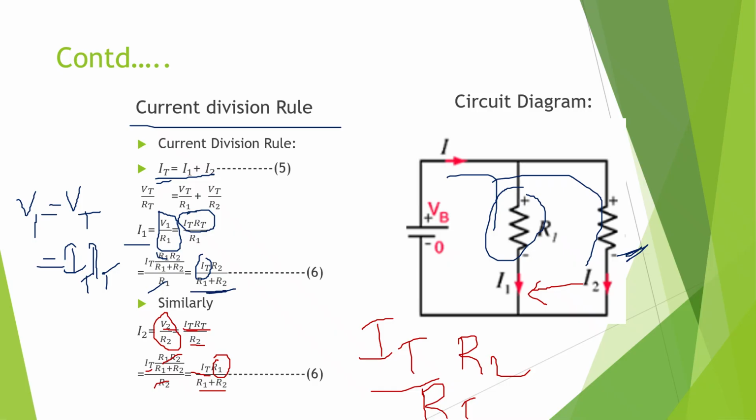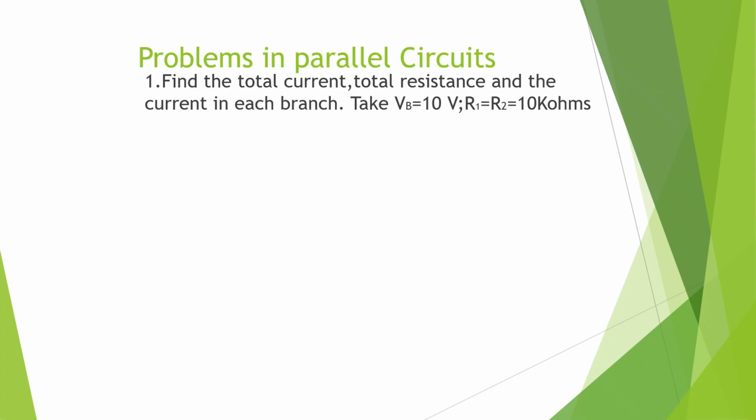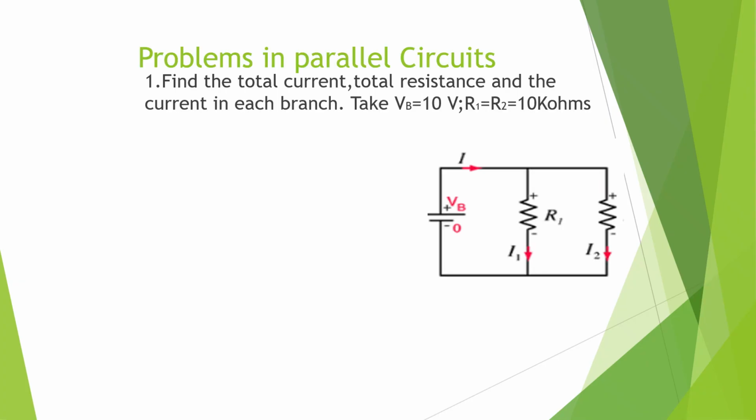We will see a problem related to the parallel circuit. So what is a parallel circuit? The voltage here is 10, and the resistors are 10 kilo ohms. The resistors are connected in a parallel fashion. What is a parallel fashion? The entry point and the exit point are the same. They are connected parallel to each other, and the total battery potential is 10 volt.